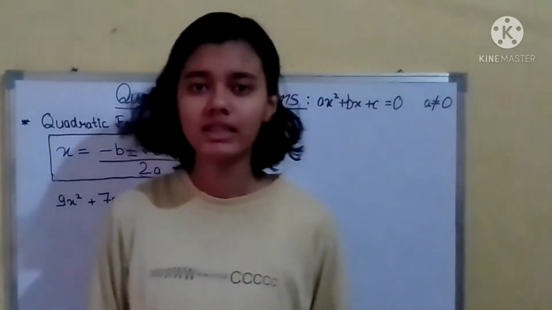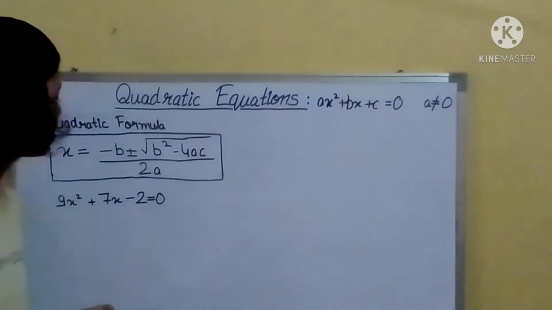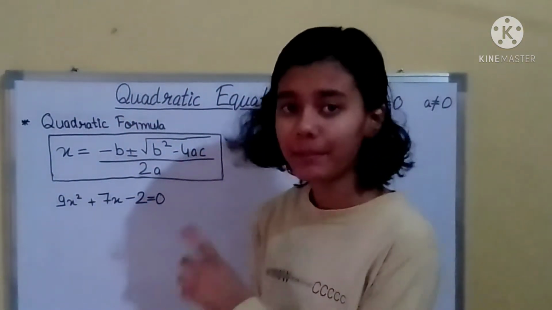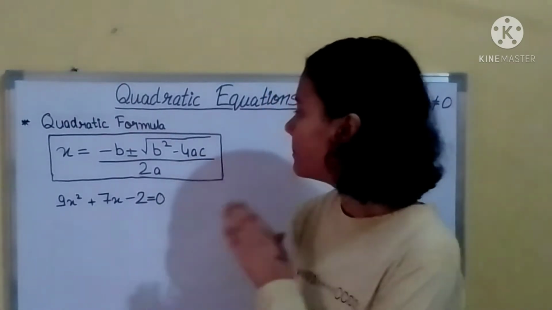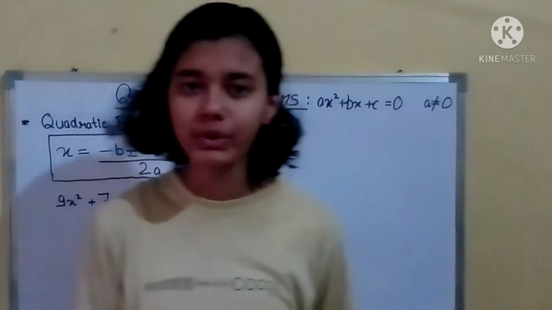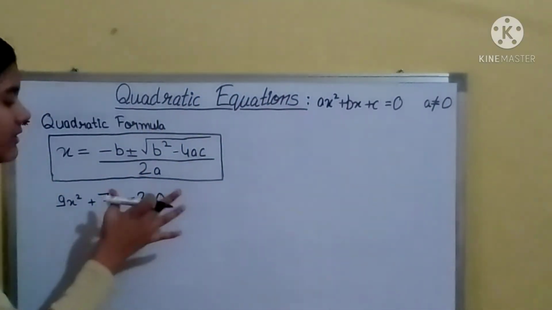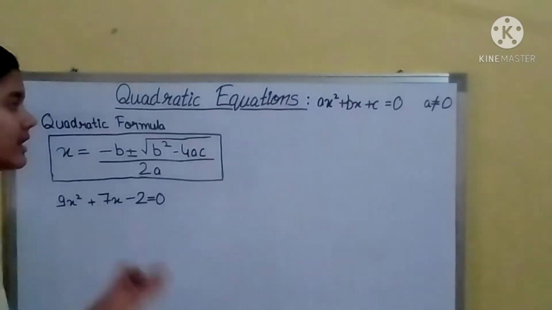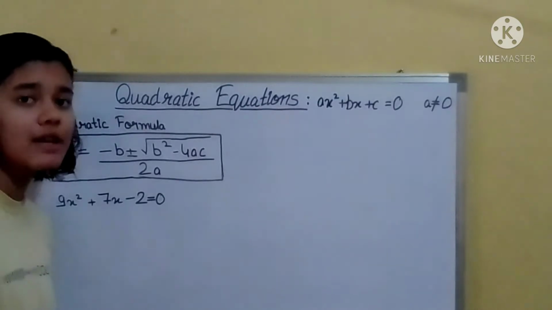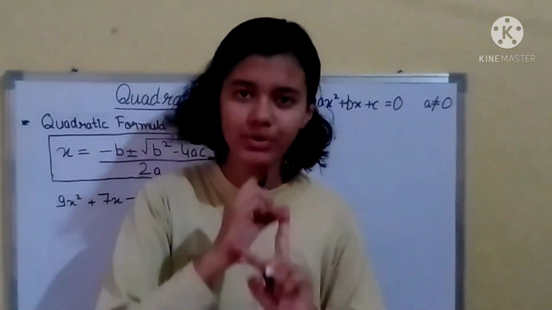Now let's go to the next method. The next method is the quadratic formula. Okay, so the quadratic formula is x is equal to minus b plus minus root b square minus 4ac divided by 2A. See, this is a formula and this only we have to apply on all the questions related to the quadratic formula. Here it is written plus minus, means we have to do it 2 times. First time with plus and the second time with minus.